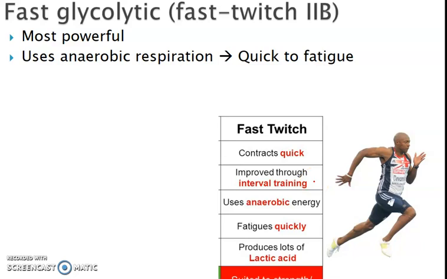It uses anaerobic energy. That's why it doesn't need oxygen. But because of this, it fatigues quickly. It's making lots of lactic acid, which actually helps balance the pH. Lactic acid gets a bad name. So it's used for very fast things.